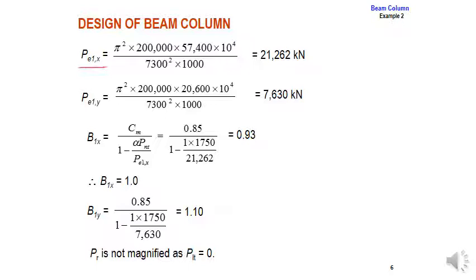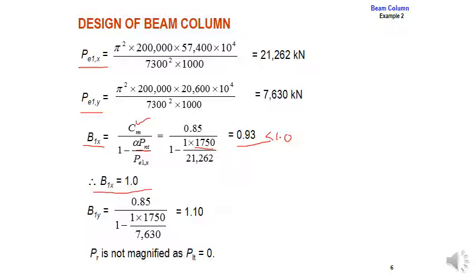Now Pe1x and Pe1y. So no B2 involved over here. For B1x, Cm is already given. You have the formula with sigma Pnt divided by Pe1x. Sigma Pnt means all of the vertical loads applying on all of the columns in that particular story. So you have the one column and 1750 is the load. So this is only going to give you the answer. You're getting 0.93, which is less than 1, so you are going to use the least value of B1 equal to 1. So you have to consider it as 1.